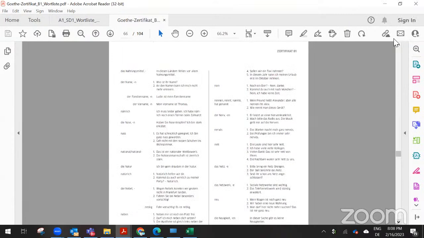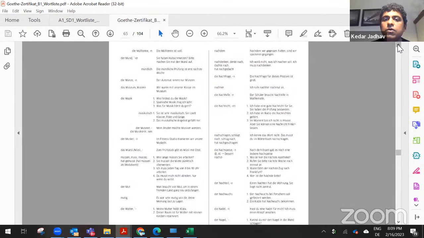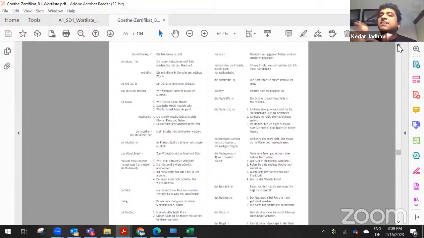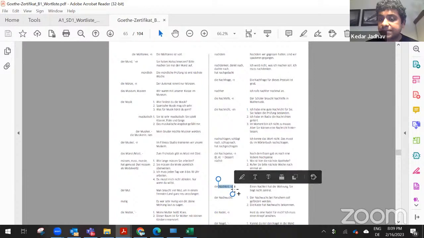Next page pe nahi jana hai humko. Usi page pe idhar aate hain. So again, nachdem humne just seekha last time, right? After. Nachdenken is to think. Wo aap seekhoge. Nachfragen is following again. Nachfrage is requirement. We will talk about that. Then Nachhilfe is extra help. So some words you need. But Nachmittag humne seekha hai, right?